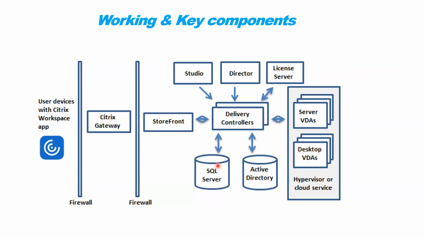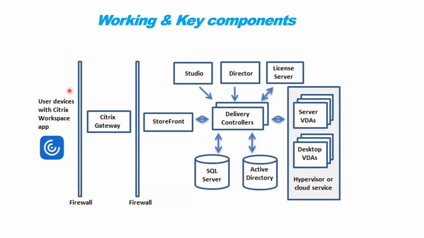Once it gets the information from the database, it forwards the query to the hypervisor on which all the virtual machines, desktops or servers are hosted. The hypervisor turns on the virtual machine, and on the next page the user gets an icon for their application. Once the user double-clicks that icon, it downloads an ICA file. The .ica file is an extension for Workspace app, and Workspace app launches the session with the help of that ICA file.